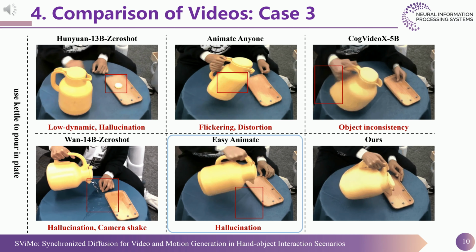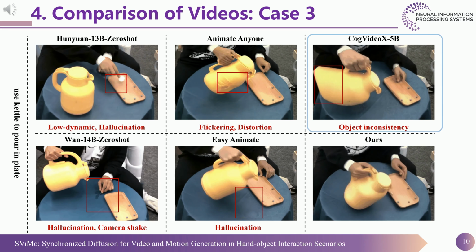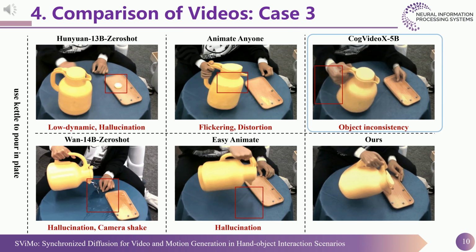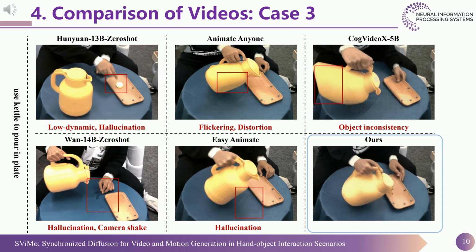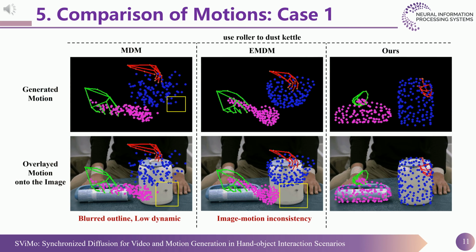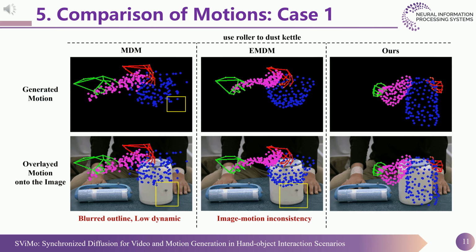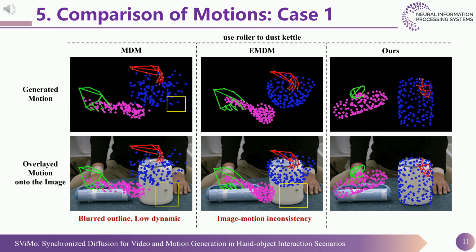This is Easy Animate's result. It hallucinates non-existent water flow. This is Cogvideos' result. Significant kettle deformation occurs between frames. Finally, our results demonstrate superior performance. We next compare our method's motion generation results with those of baselines. The first case involves the interactive task: use roller to dust kettle.